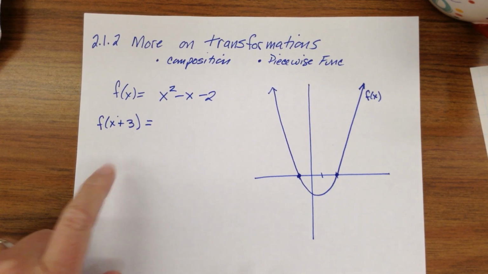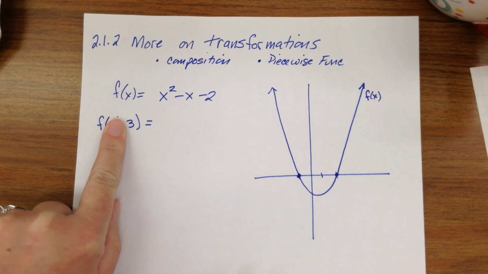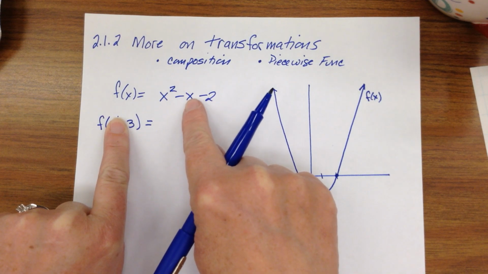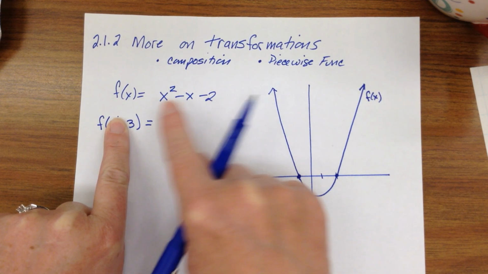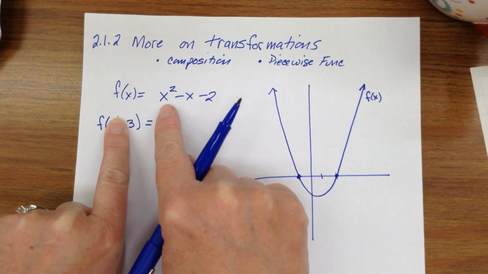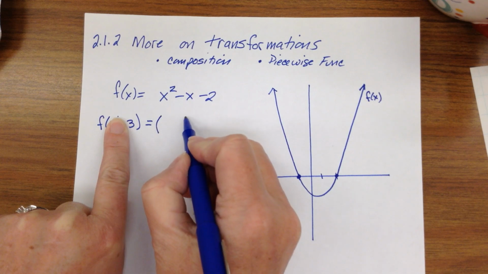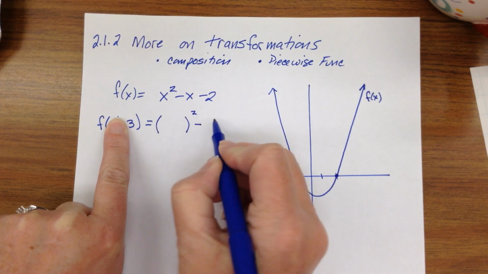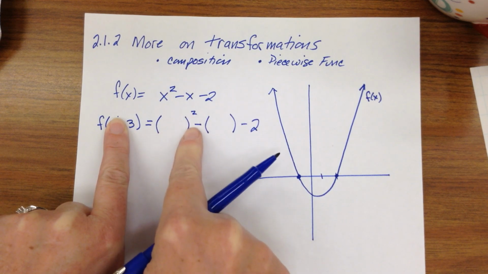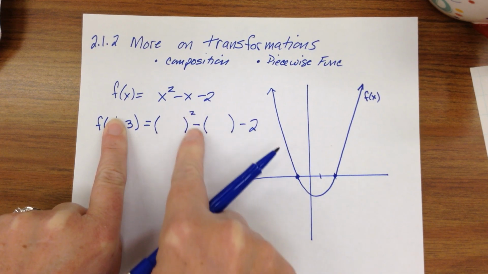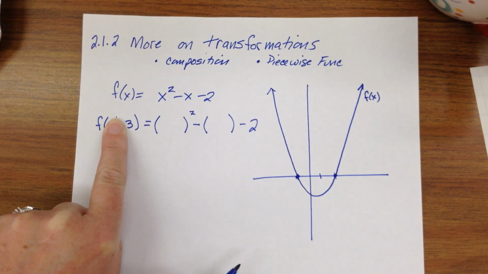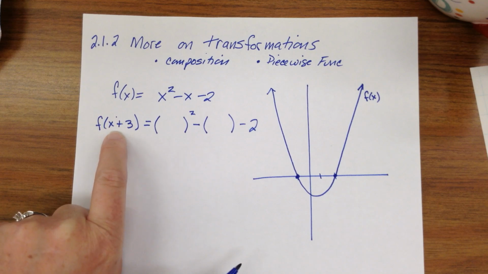Play pretend with me for a minute, though. Pretend it was just f of 3. Wouldn't we write 3 squared minus 3 minus 2? Everywhere we see the x's, we would replace it with just a 3. In other words, instead of x squared minus x minus 2, it would be 3 squared minus 3 minus 2. That's if we were pretending, though. There's actually an x plus 3 there.